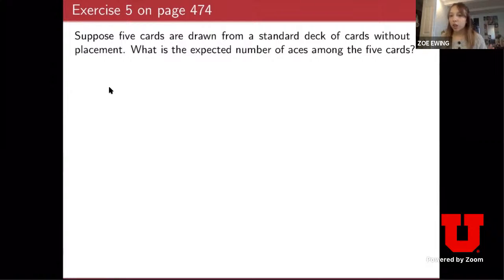All right, I think let's get started on this one. Okay, so when we see expected number, it usually means that we're going to have a few different probabilities to work out. So we want to split it into cases based on how many aces there are. So what are our cases for this problem?